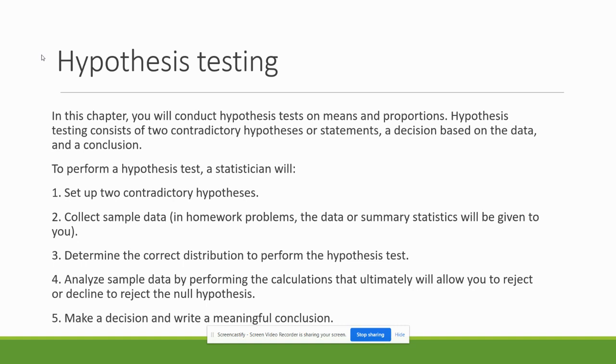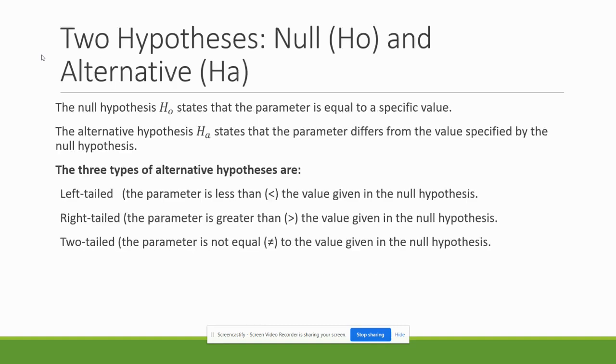And then you're going to analyze your data by doing some kind of calculation where you reject or decline to reject the null hypothesis. And then you make a decision and you write your conclusion. This is really the crux of what you do in statistics. You do this over and over and over. And that's the scientific method. I've just described it in a different way, the way we use it in statistics.